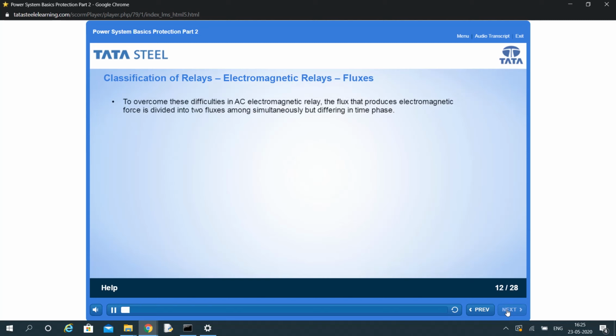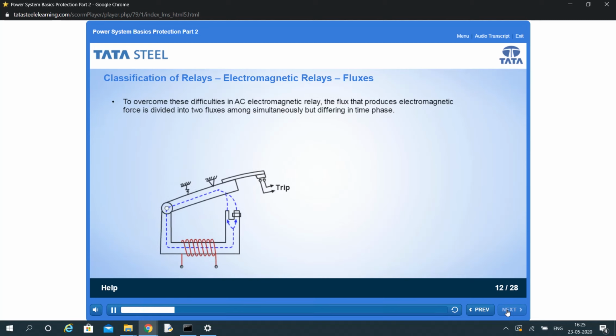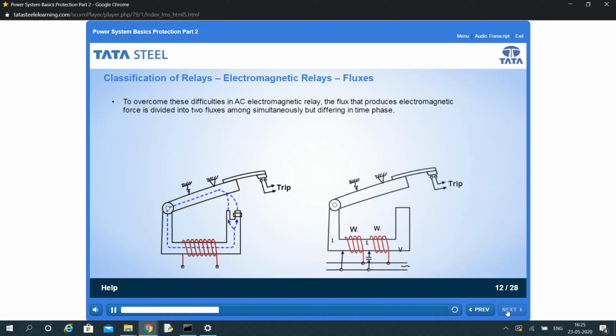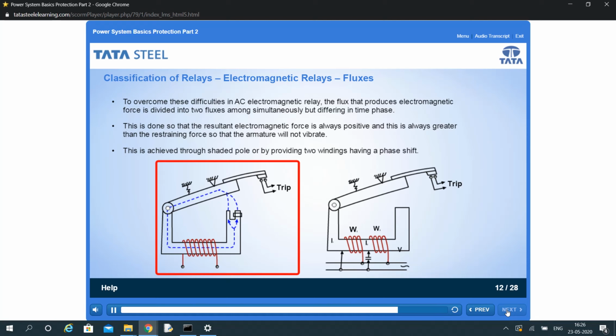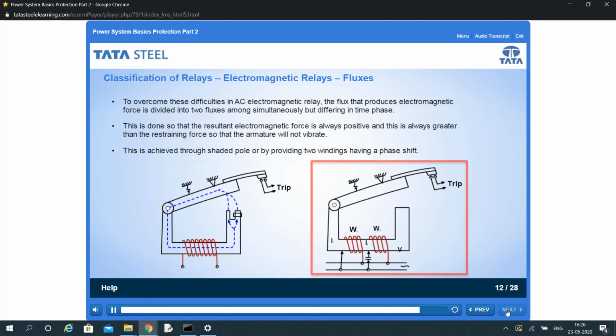To overcome these difficulties in AC electromagnetic relay, the flux that produces electromagnetic force is divided into two fluxes acting simultaneously but differing in time phase. This is done so that the resultant electromagnetic force is always positive, and always greater than the restraining force, so that the armature will not vibrate. This is achieved through a shaded pole or by providing two windings having a phase shift.